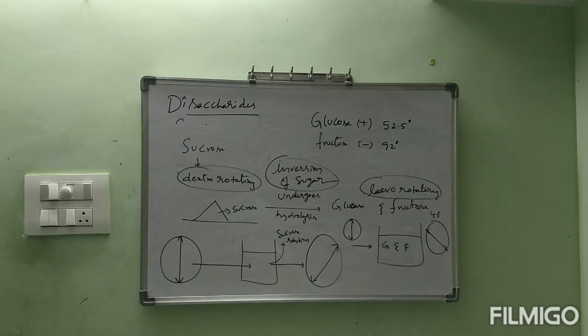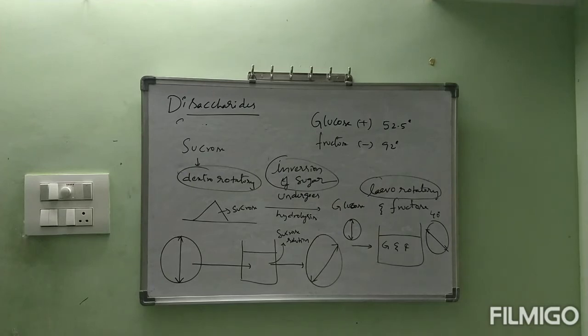But my question is, after completion of the hydrolysis, it is turning into levorotatory. Before hydrolysis, it is present as dextrorotatory. This dextrorotatory completely became levorotatory. That is called inversion of sugar. Normal sucrose is dextrorotatory; after hydrolysis, it is turned to levorotatory. That's why hydrolysis of sucrose is also called inversion of sugar.